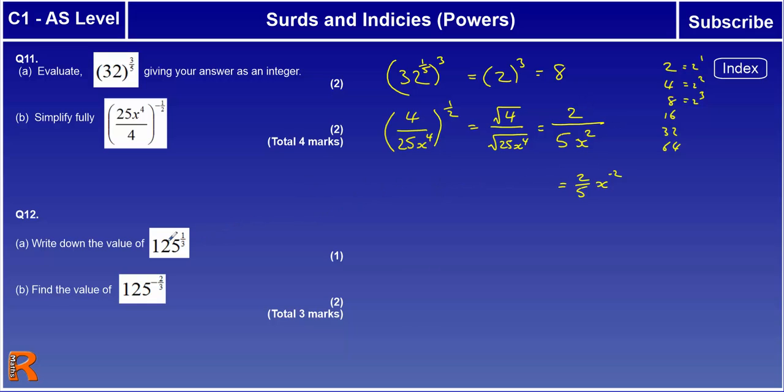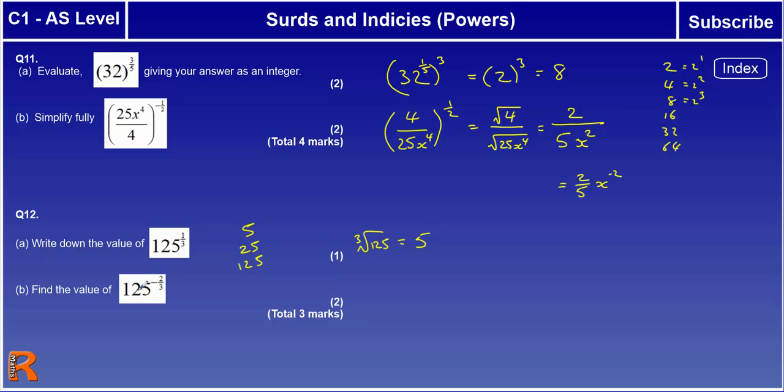Write down the value of 125 to the 1/3. Well, you should be familiar with powers of 5: 5, 25, 125. So 125 to the power of a third is the cube root of 125, which is just 5.